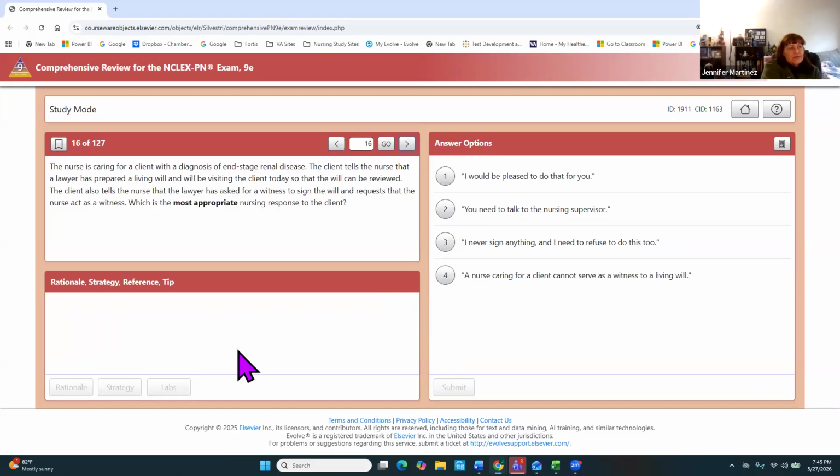All right. The nurse is caring for a client with a diagnosis of end-stage renal disease. The client tells the nurse that a lawyer has prepared a living will and will be visiting the client today so that the will can be reviewed. The client also tells the nurse that the lawyer has asked for a witness to sign the will and requests that the nurse act as a witness. Which is the most appropriate nursing response to the client?